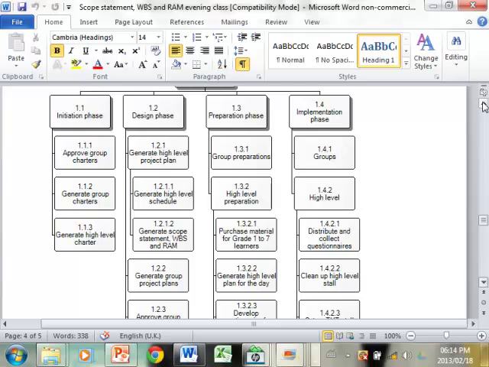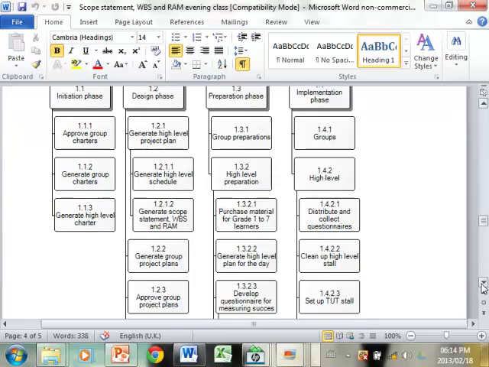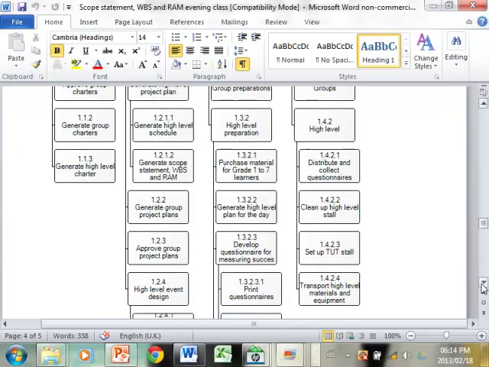Okay. Right, and then the last phase is the implementation phase. Again, there's stuff that you guys are going to have to decide what you want to do. I have to make sure that the questionnaires are distributed and collected. I have to make sure that the TUT stall is set up and cleaned. And I have to make sure that the high-level materials and equipment is transported on the day. All right. Does this work breakdown structure make sense to you?